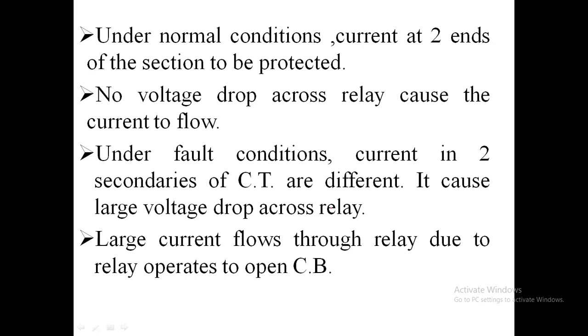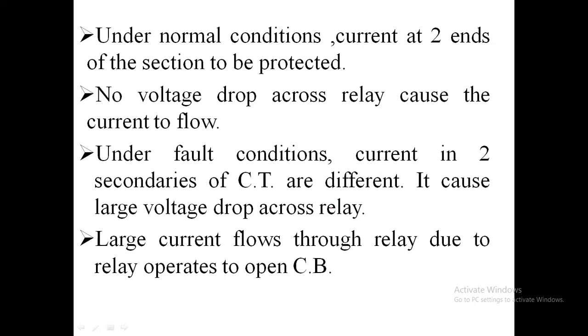In fault condition, the currents in the two secondaries of the current transformers differ from each other, and the secondary voltages are no longer in balance. So a larger current will flow through the relay, causing it to operate the circuit breaker, and there will be no voltage drop across the relay to oppose the current flow.